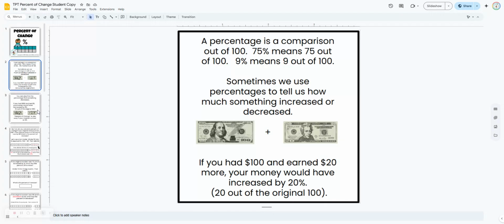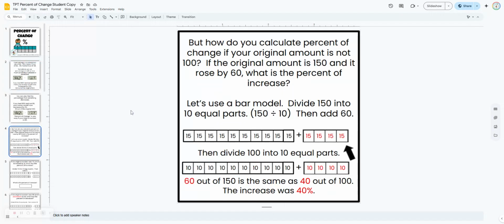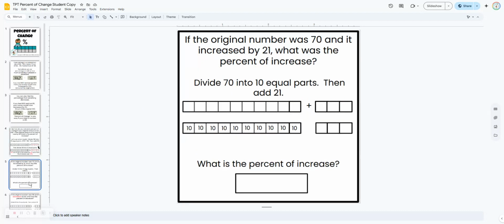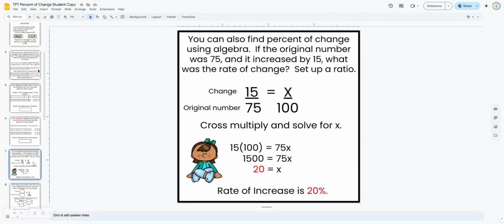And here's an example, another example on the next slide. And then it shows students how to use these bar models in order to find the percent of change. So students are going to be doing this on their own. They're going to be dividing 70, which is their original number, into 10 equal parts. We've also divided 100% into 10 equal parts, and we're going to show that these two are equal to each other. They're going to do that again on the next slide.